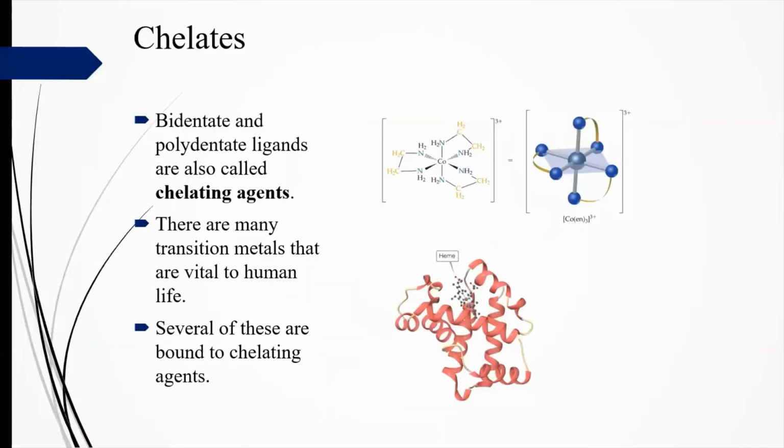Now, many of these chelating agents are really important in biochemistry, right? Because many of these transition metals are vital to human life. We see them in something like hemoglobin, where you have the iron as a central one. But there are even other kinds of larger proteins in different complexes or enzymes that we use. The chelating agents interact with those complex ions, those transition metal ions, to form different complexes, to activate them, or in some cases to shut them down.